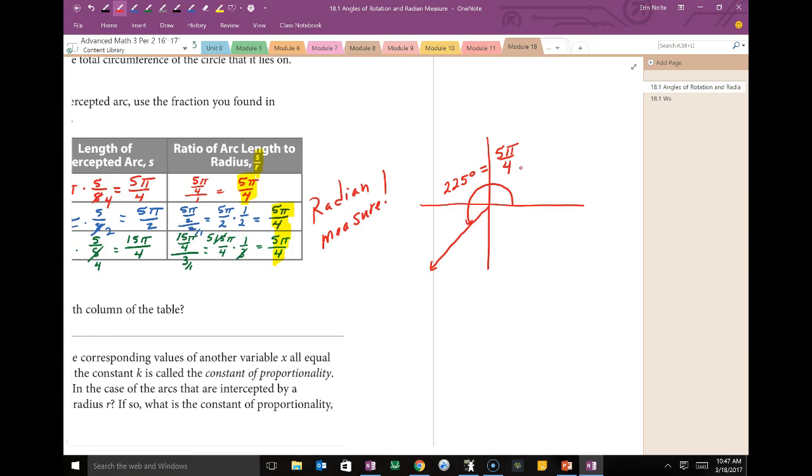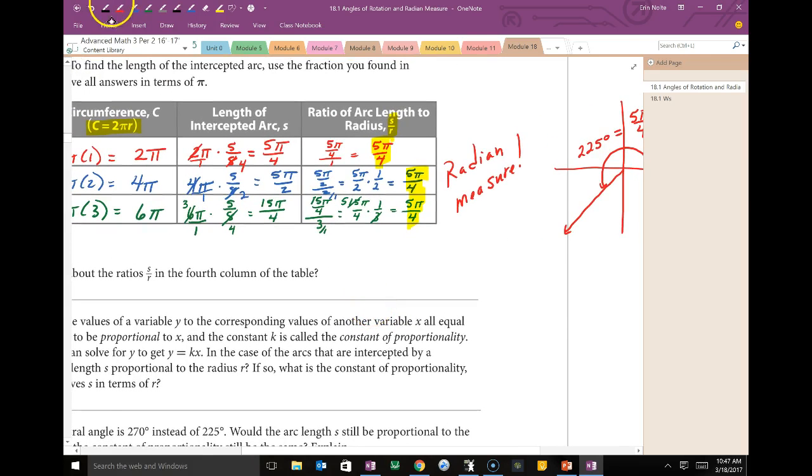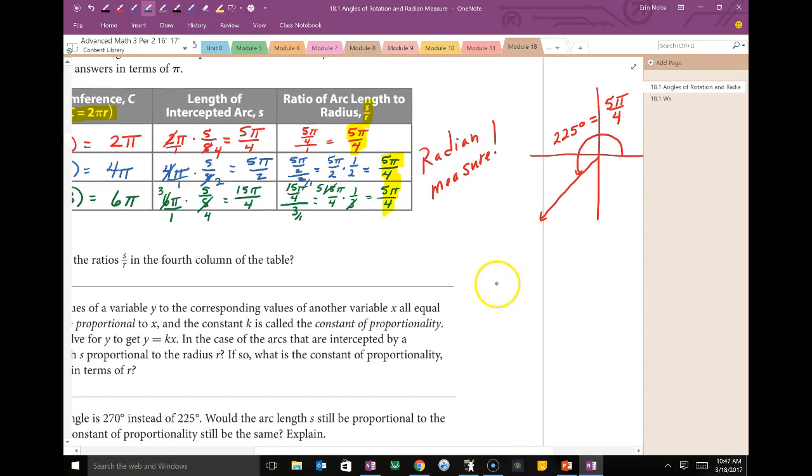So, just to kind of summarize what we just did. Okay, so this is an interesting theory here. So, we take our circumference. Okay, so our circumference. And then what did we do? We multiplied by the ratio. So the ratio was the angle divided by 360.